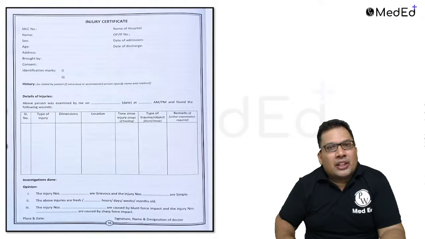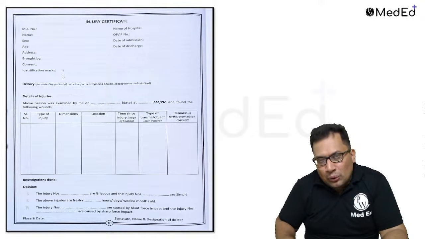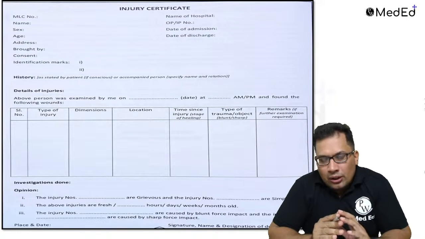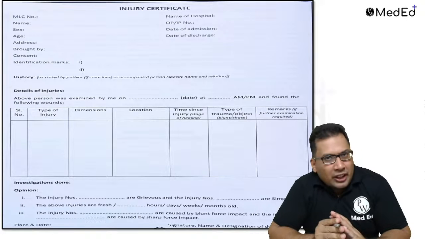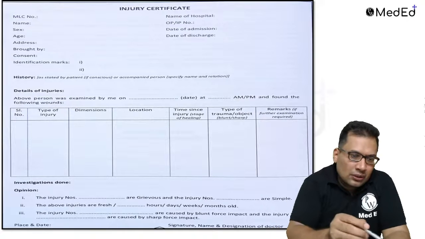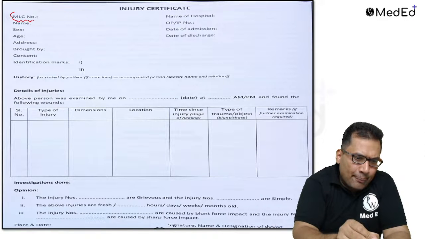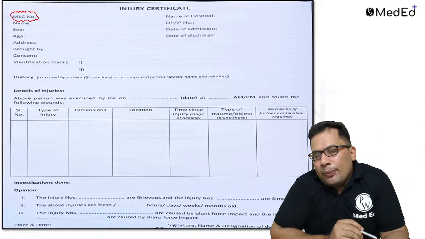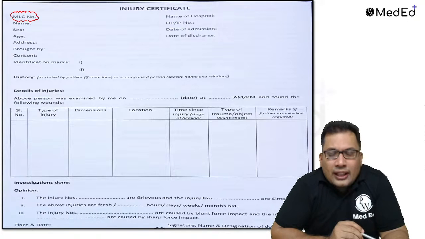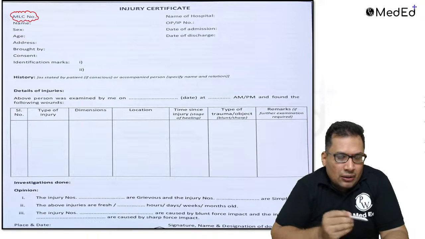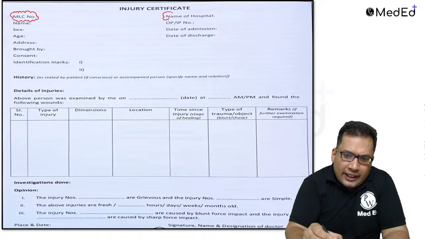This is the common injury certificate or wound certificate we follow. Let's see how to write an injury certificate. You can see here the injury certificate starts with some details of the patient. Before that, there is something known as the MLC number. You need to write the MLC number. What do you mean by MLC? Medico-legal case. You need to write the MLC number given in the pro forma or the exercise.